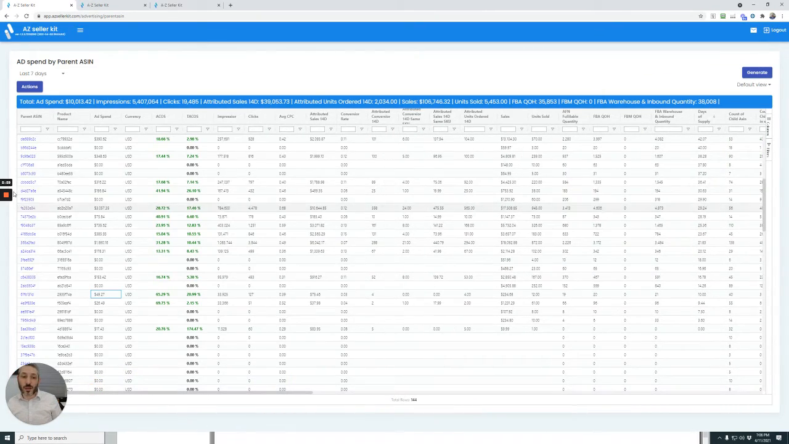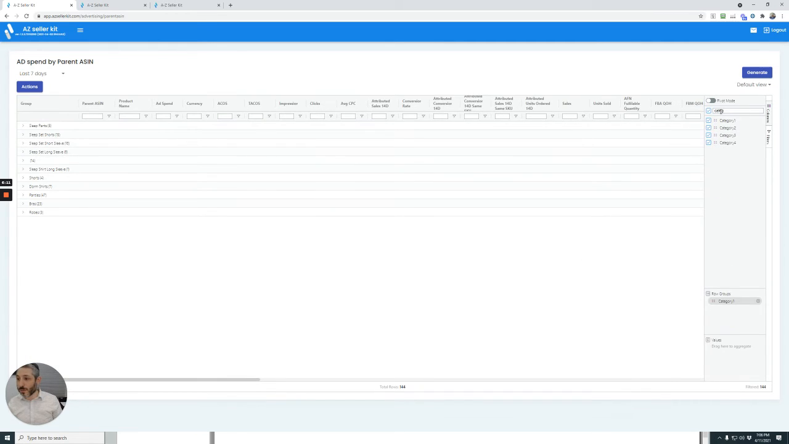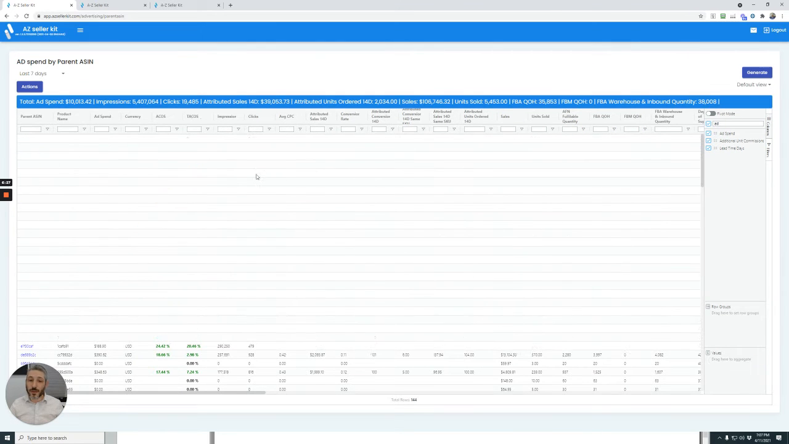Now, something else you can do on this report, which you can do from pretty much anywhere else in AZsellerkit, you can group things. So you can group things by category and then get your ad spend on a category level. So you can see what you're spending by category, you can see what you're spending in any type of grouping that you want to make. You can make pivot tables in AZsellerkit. That's one of the features on the platform. So I wanted to point that out also.